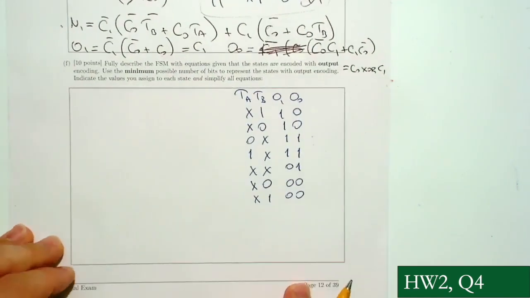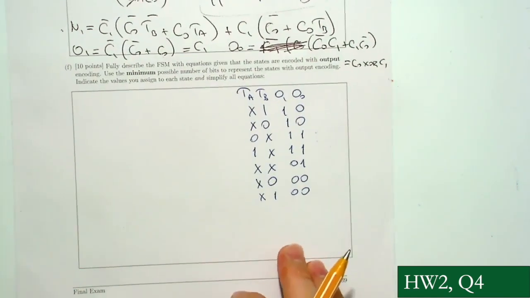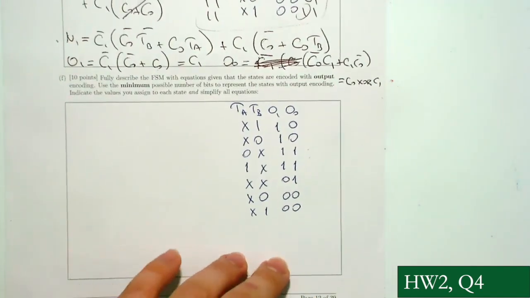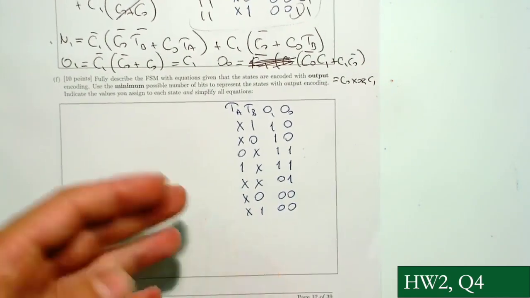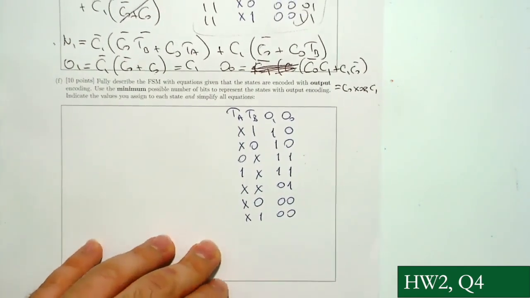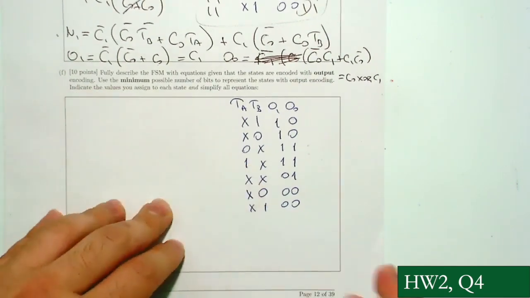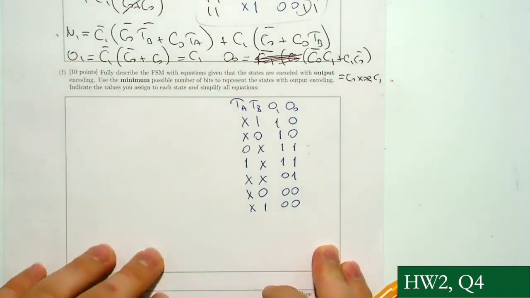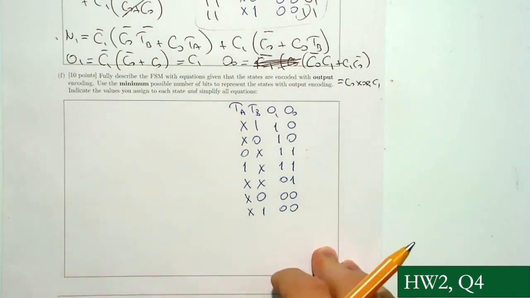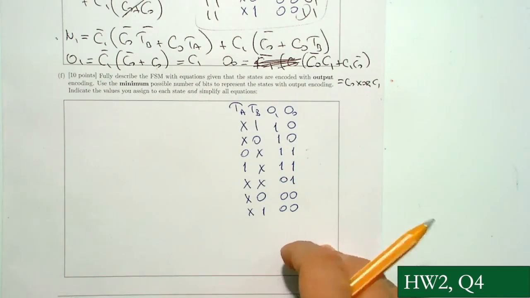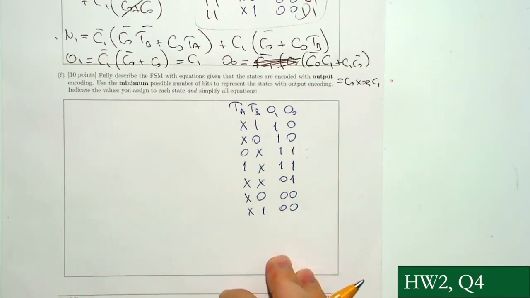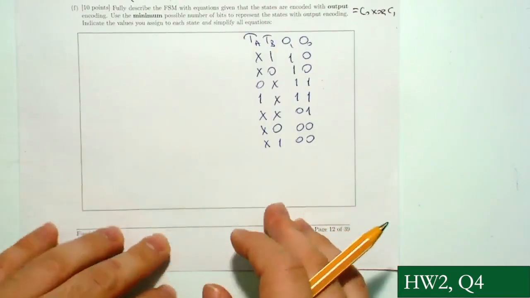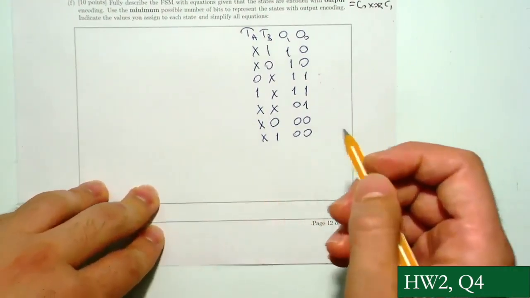Okay, so for the last one, that's tricky because it asks for the output encoding. This means I need to make sure that the output is encoded so that the output logic circuitry will be minimized, right? So how can I ensure that beforehand without writing the truth table and the circuitry? I'll show you how I did it in this question.